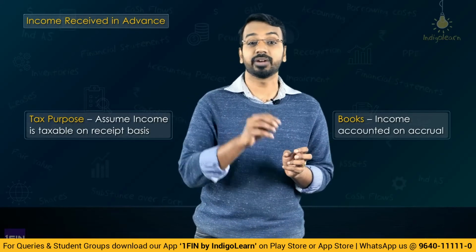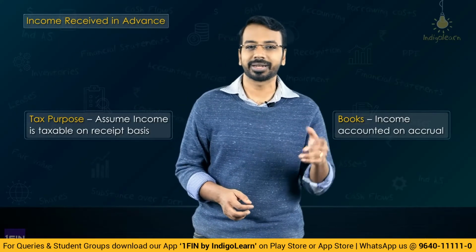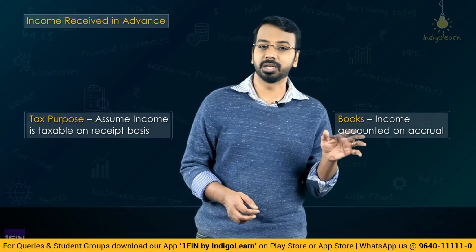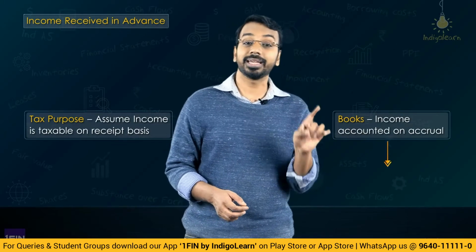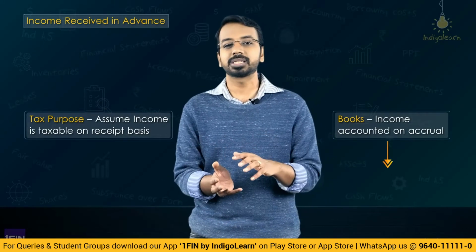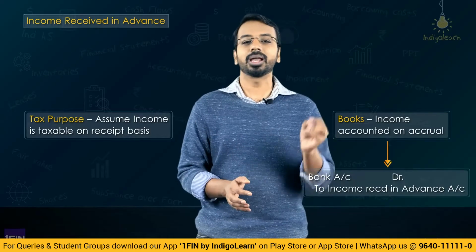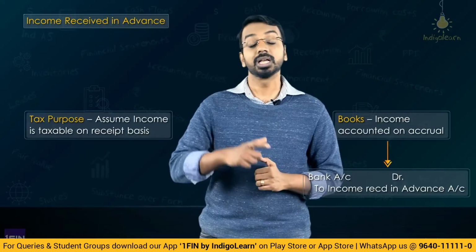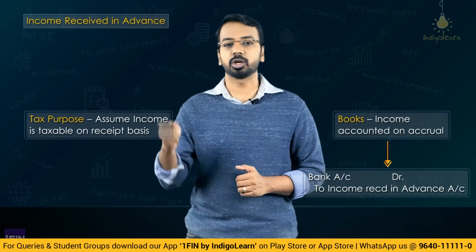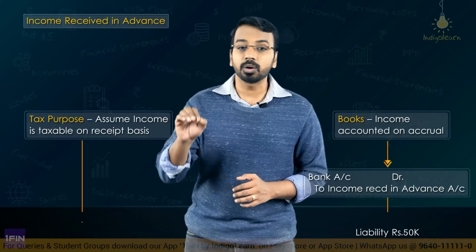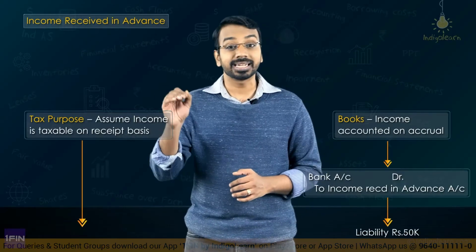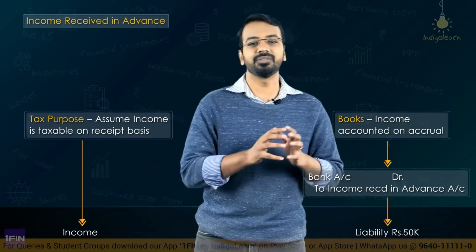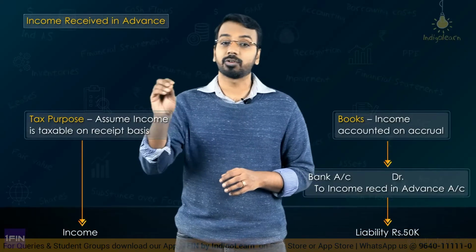Now, if you compare this scenario, in the books of account, when you receive advance rent, say for example, advance rent of 50,000 is received for the next period. What will you show in the books? You will credit it to a liability account and show it as a liability called income received in advance, or maybe revenue received in advance, whatever nomenclature you use. But for the tax purpose, in the same year, you will show this as an income. So, the entire rent that is received in advance will be shown as income for the purpose of tax.